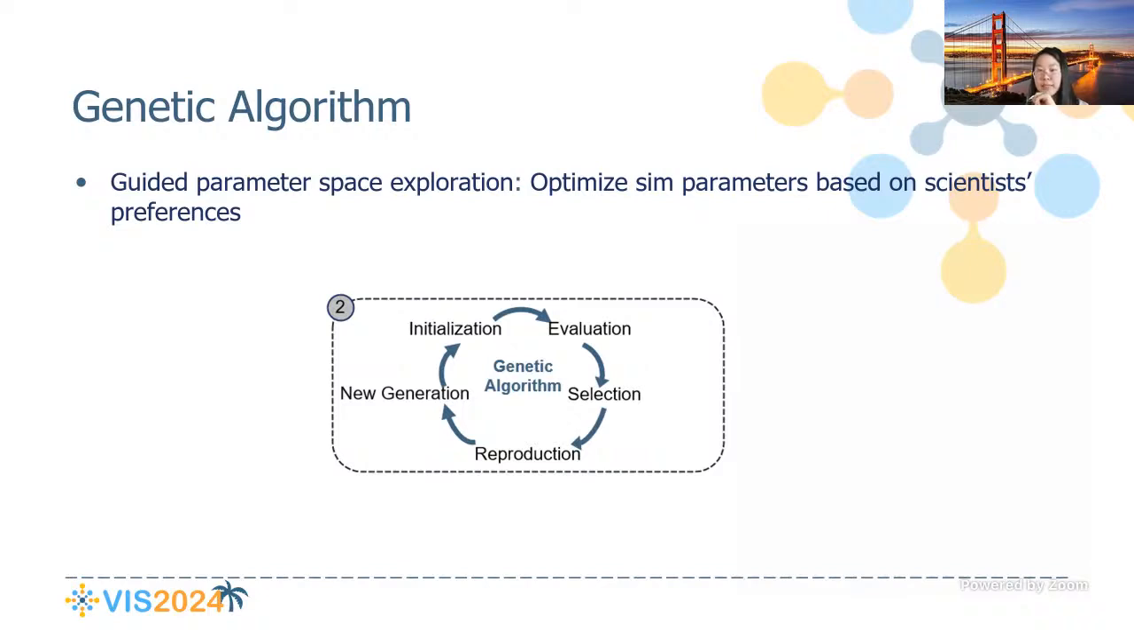Sometimes they are interested in some output and they want to know if there are other groups of simulation parameters that can generate a similar or different output. So the second component, we will use the genetic algorithm to generate the candidates for simulation parameters based on the scientist's preference to explore the parameter space. The genetic algorithm can reduce the computational cost of the intensive parameter space exploration. For more details about this genetic algorithm, please refer to our paper.